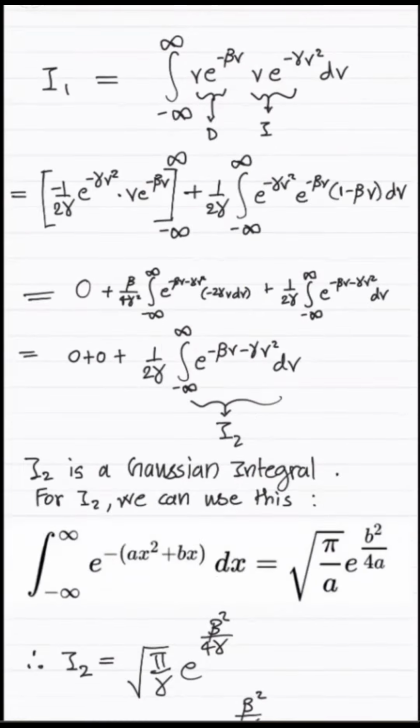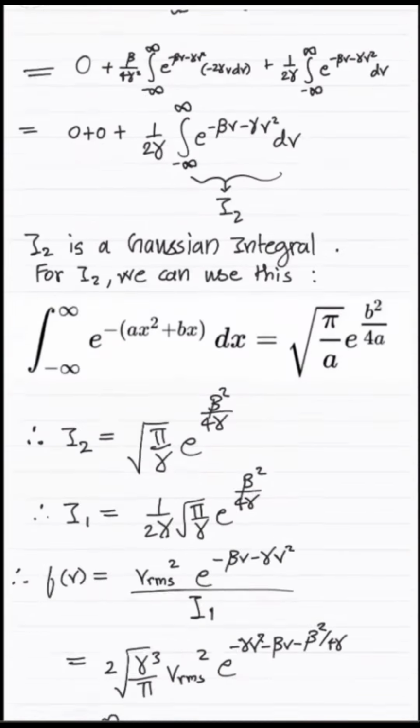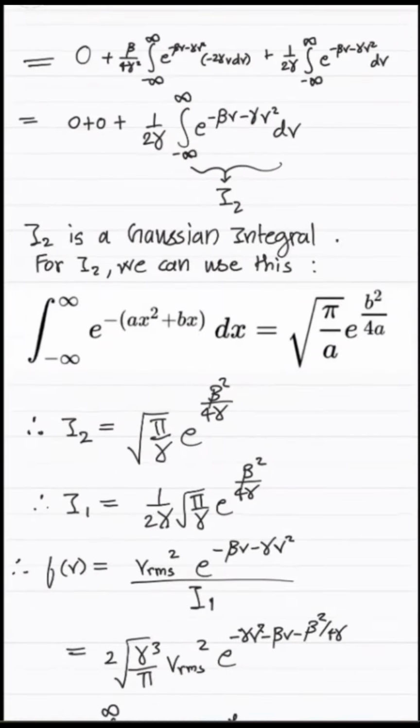So doing the integration by parts, you basically get this thing. You just get 1 upon 2 gamma, integration from negative infinity to infinity of e power negative beta v negative gamma v squared dv. Let's call this thing I2. So first of all, we need to figure out what I2 is. I2 is a Gaussian integral. And in case you don't know about this, just search it on Wikipedia or any place where you get information on this thing. It's actually not that hard to understand.